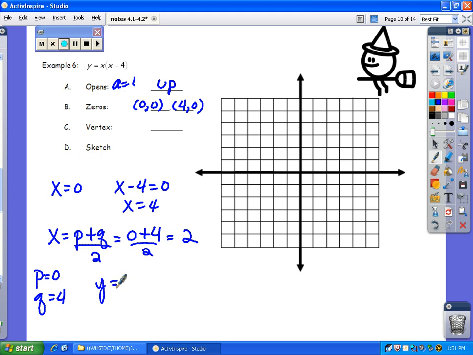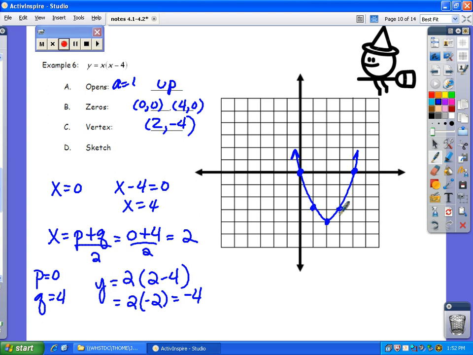To find the y, plug it back in. 2 times 2 minus 4, so that's 2 times negative 2, which is negative 4. So my vertex is (2, negative 4). So let's graph it. (2, negative 4), and graph (0, 0) and (4, 0). Alright. And so there's my parabola. And actually it's going through these points too. The parent points can take over. Alright, so that's examples of the first three forms.